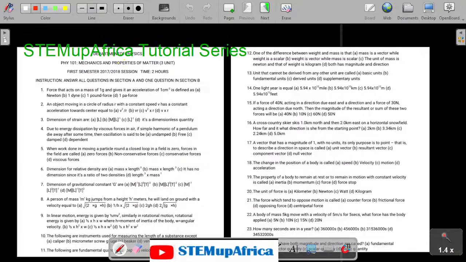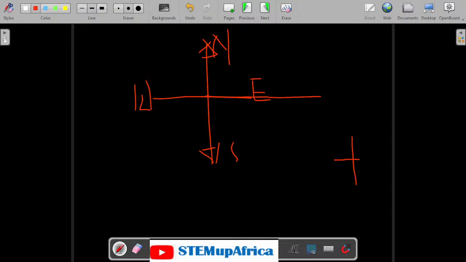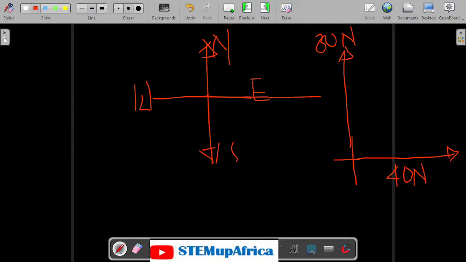Let's illustrate it. As you know, this is our cardinal point. We have north, here is south, east, and west. So it says a force of 40 Newton is acting due east, meaning it's acting in this direction, while another force of 30 Newton is acting due north.